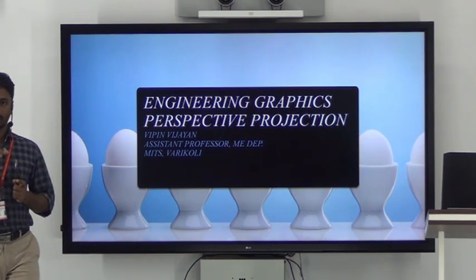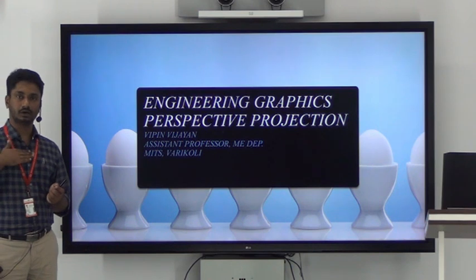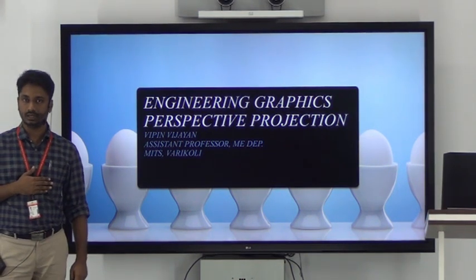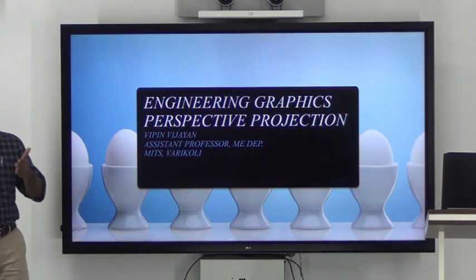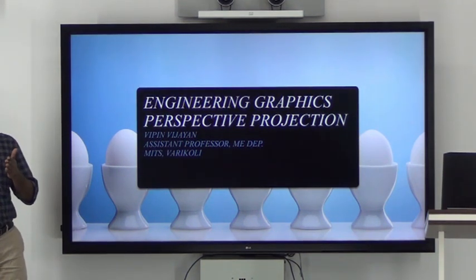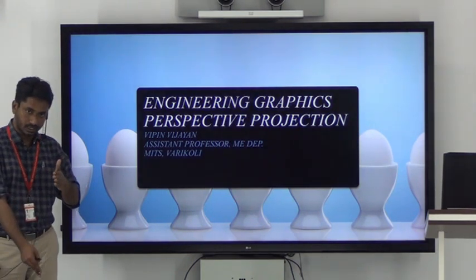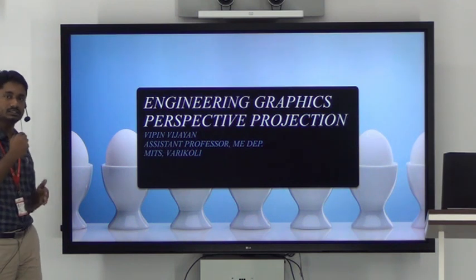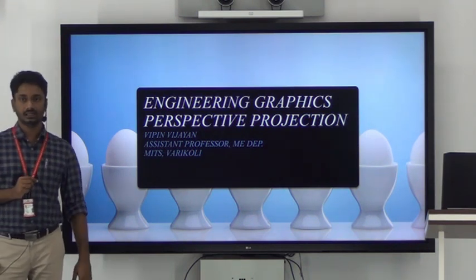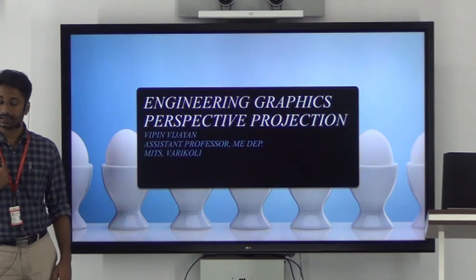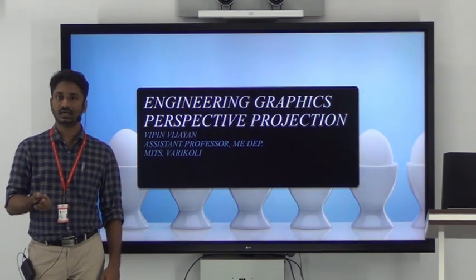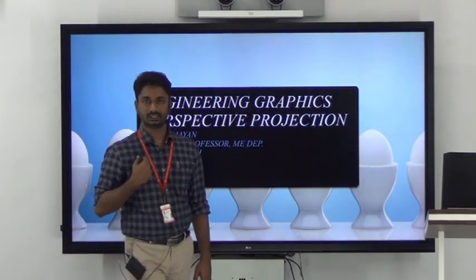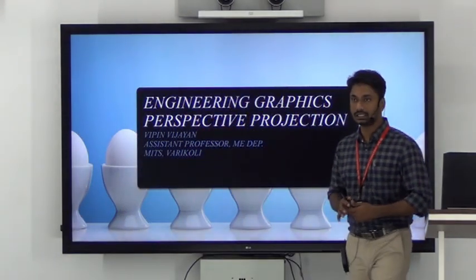Then we are having horizon plane. It is a type of the auxiliary ground plane but it passes through the observer's eye or the station point. Then we are having the center plane. Center plane means it is a plane which is perpendicular to the ground plane and it is also perpendicular to the picture plane and it passes through the observer's eye. Then last one is station point. Station point means it is the observer's eye. So these are the basic terms in the perspective projection. Now we can start the problems.